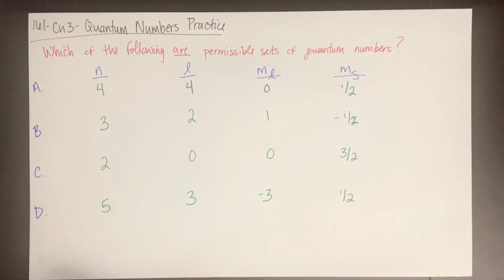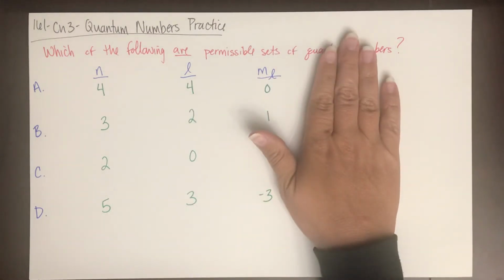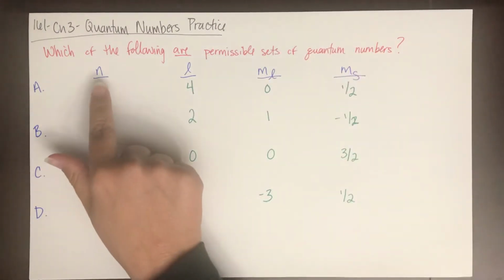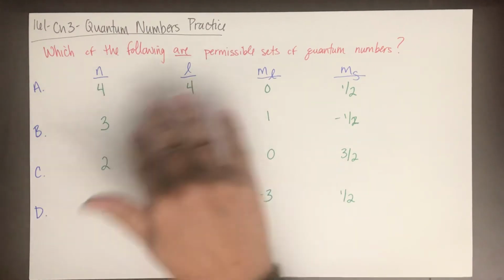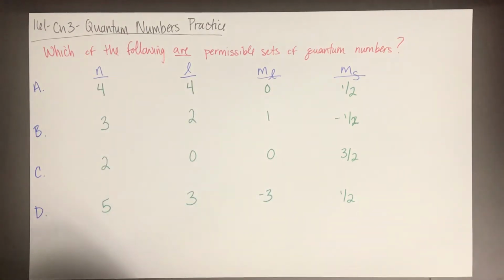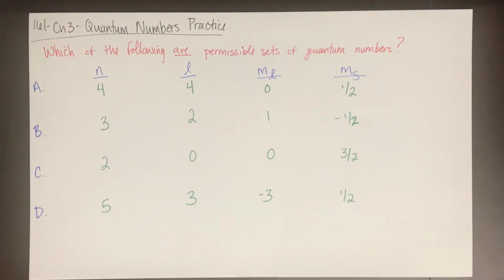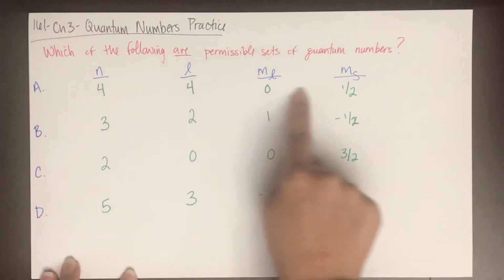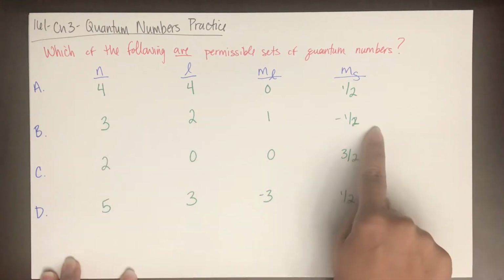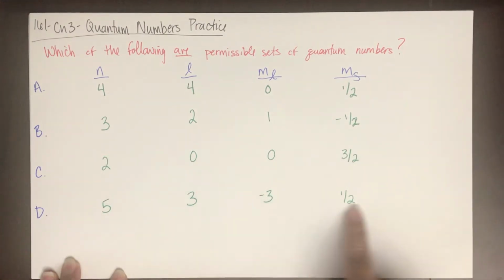So the question says, which of the following are permissible sets of quantum numbers? With the exception of M sub S, the previous quantum number limits what that quantum number can be. So let's see which of these sets are permissible for the rules of assigning quantum numbers. We're looking at these four quantum numbers as A, these four as B, these four as C, these four as D. So let's look at A first.